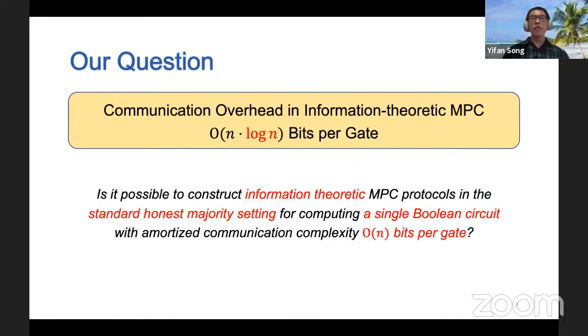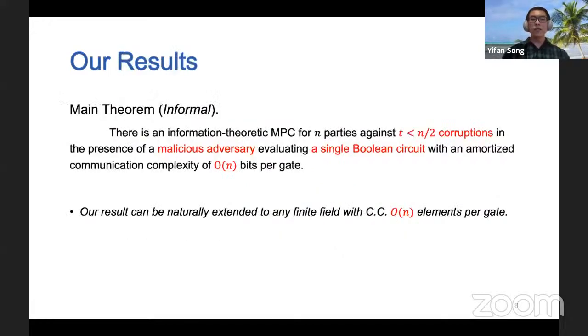In this work, we studied the following question. Is it possible to construct information theoretic MPC protocols in the standard honest majority setting for computing a single Boolean circuit with amortized communication complexity O(n) bits per gate? Our work answers this question affirmatively. We show that there is an information theoretic MPC protocol in our setting which achieves an amortized communication complexity of O(n) bits per gate. Our result can be naturally extended to any finite field with communication complexity O(n) elements per gate.